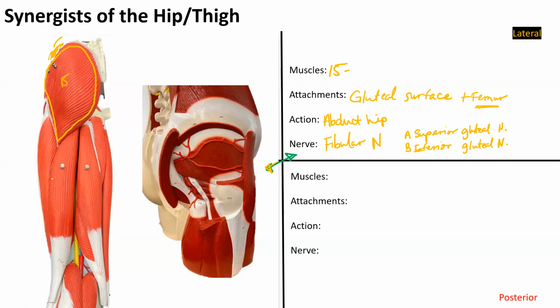So 15 is actually going to be 15B, because that's inferior gluteal nerve in terms of its innervation. And then we have 16. 16 is actually going to be 16A, because that's superior gluteal nerve innervation.